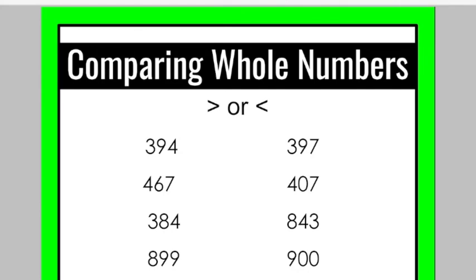All right, now we're going to move on to comparing whole numbers with the greater than or less than sign. Remember, when we're comparing numbers, we want to start at the highest place value first. So in this case, it's our hundreds. Now let's look at the first two numbers. We have 394 and 397. First thing I'm doing is looking at the hundreds place. They both have 300s. So I'm going to move on to my tens. Both have 900s. So that means I need to now move on to my ones place. I have a 4 and I have a 7. Well, I know 7 is bigger than 4. So 394 is less than 397.